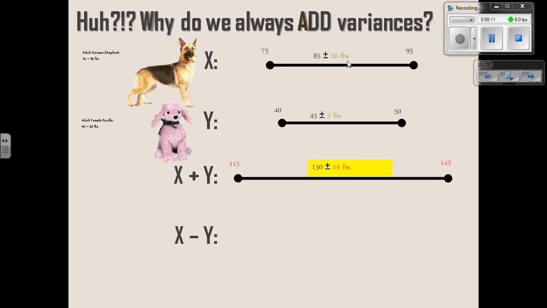So look at our variances. 10 plus 5 is 15. That makes sense because we were adding the two weights together. So we feel like that makes sense.